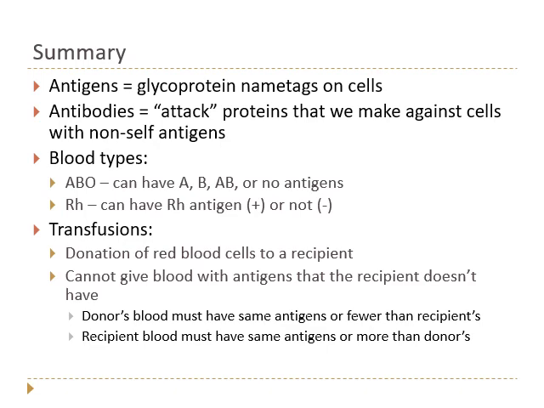Then we talked about transfusions and how we're just giving the red blood cells, so we care about what antigens are on those red blood cells and how they compare with the antigens that the recipient already has. I can't give antigens that the recipient doesn't see as self. You can't give antigens that are foreign. So the donor's blood has to have either the same antigens or fewer, like O negative, than the recipient's. Or you can think of it as the recipient's blood has to have the same antigens or more than the donor's.